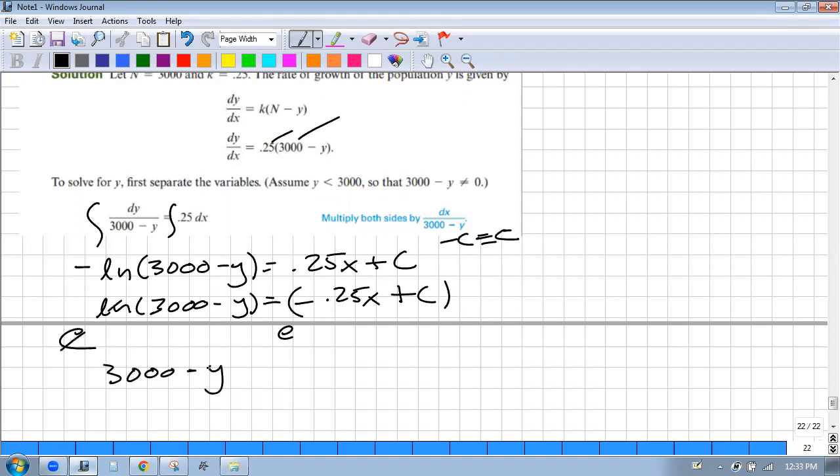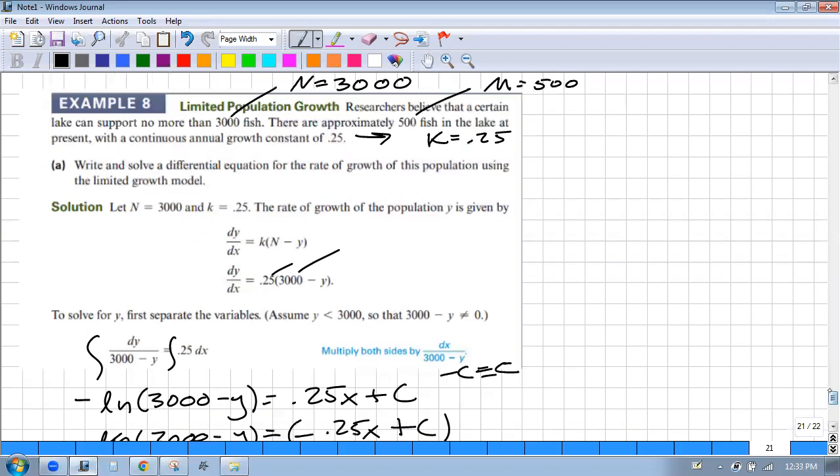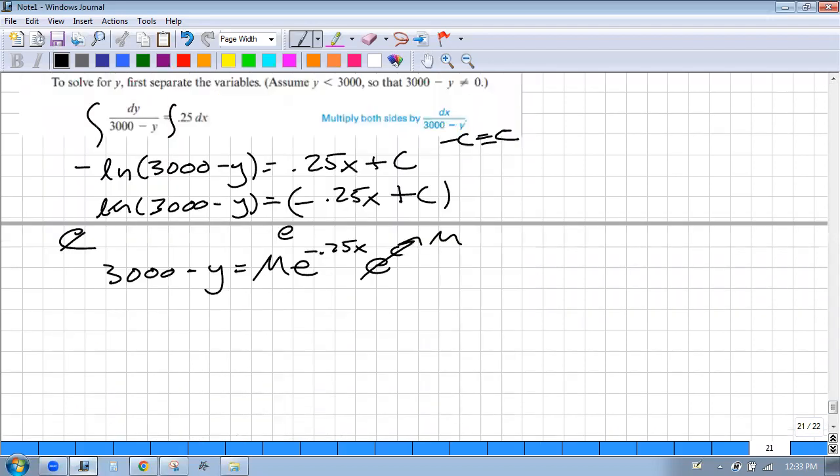3,000 minus y equals e to the negative 0.25x times e to the c. We'll call this m, but put it out front. We already know m is 500. Okay, so we have 3,000 minus y equals 500. Well, let's not plug it in yet. We'll solve for it, even though we already know what it is. If we get y by itself, we have 3,000 minus m e to the negative 0.25x.